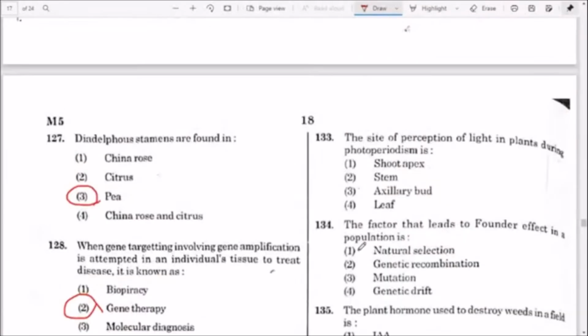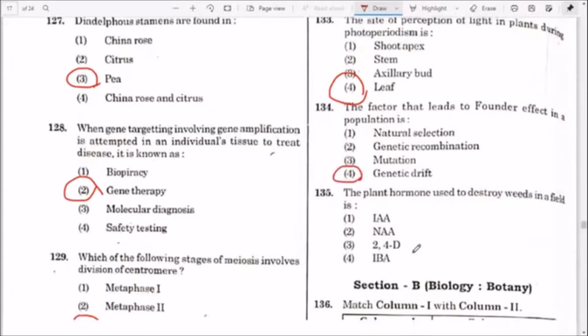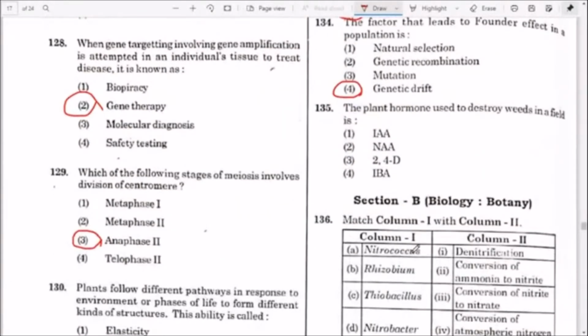Next, site of perception of light in plants during photoperiodism is leaf. Option number 4 is correct option, students. Next, the factor that leads to founder effect in a population is genetic drift. Option number 4 is correct option. Next, the plant hormone used to destroy weeds in a field is 2,4-D. Option number 3 is correct option, students.